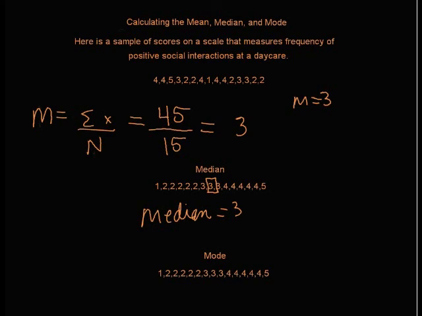In our particular example, we have a group of scores that have two frequencies that occur the most. We have 1, 2, 3, 4, 5 people who had 2 instances of positive social interaction, and then we have 5 people who had 4 instances of positive social interaction. So let me get over to a pen. Because of that, we say that our mode is equal to 2 and 4.